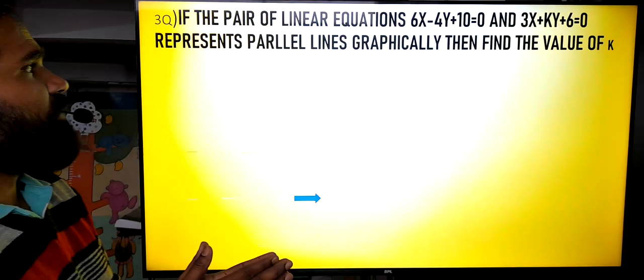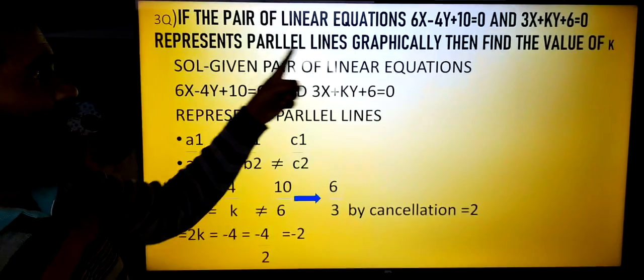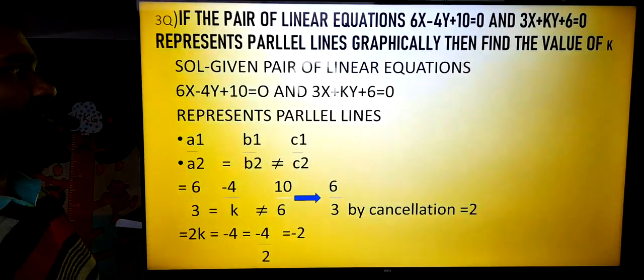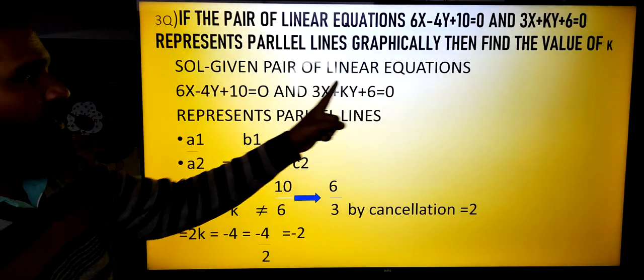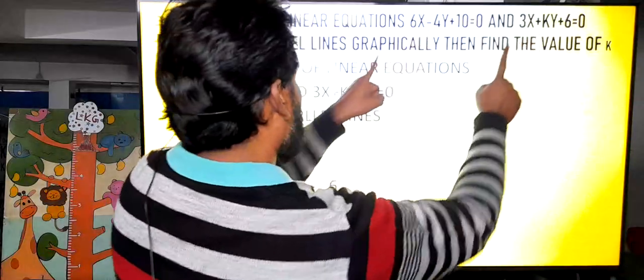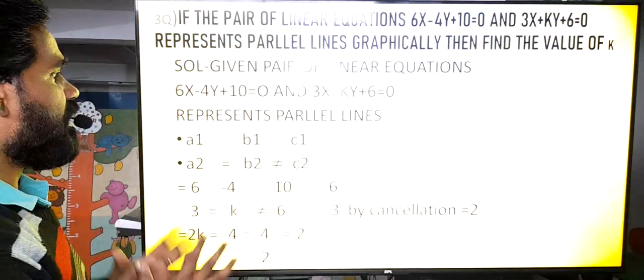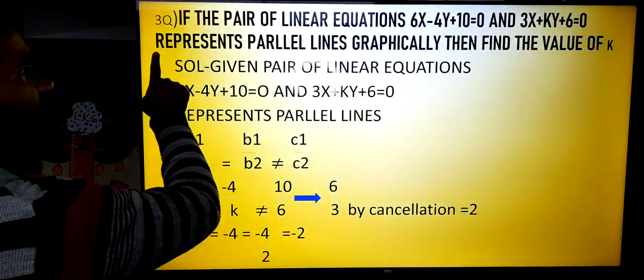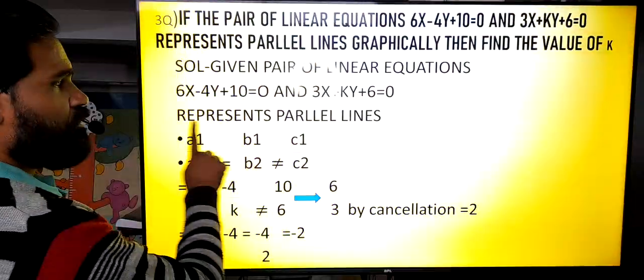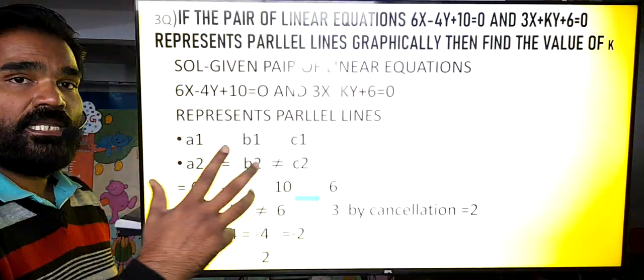In order to find the value of k, we will make use of the available clue in the question. It says parallel lines. If they represent parallel lines, then the solution will be like this. Given pair of linear equations, just write down the linear equations as they are in the first step. Right after this, mention the given clue. What is the given clue? The given clue is they represent parallel lines. So write down that representation of parallel lines.